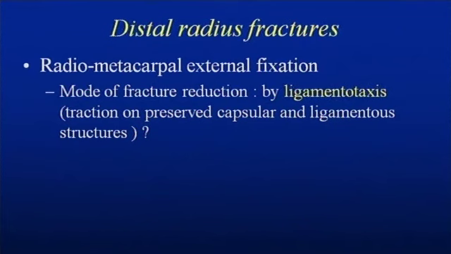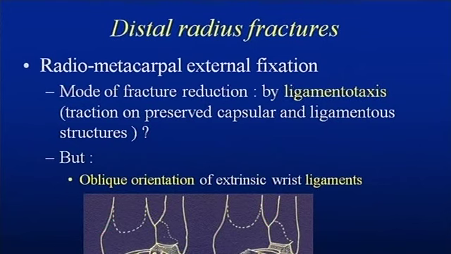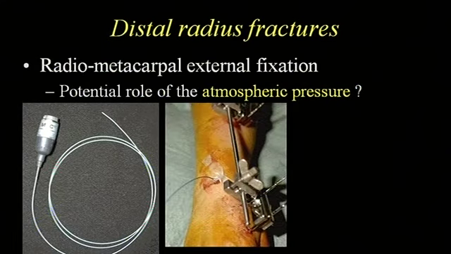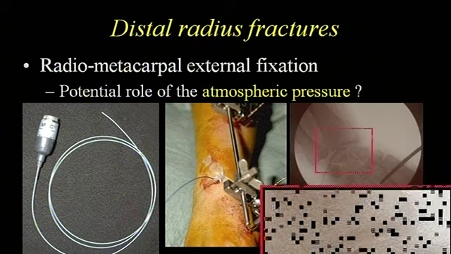We classically believe that the reduction in external fixation is obtained by ligamentotaxis with traction on the preserved capsular and ligamentous structures. However, the extrinsic wrist ligaments have an oblique orientation, they are frequently ruptured, and the ligaments do not insert around the whole distal radius extremity. So we have hypothesized that there could be a potential role of a negative joint pressure during reduction, pulling the small fragments into place. To investigate this, we have used this catheter, allowing the measurements of the pressure within the radiocarpal joint, here in clinical case.